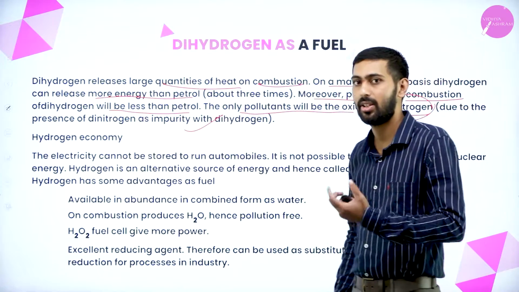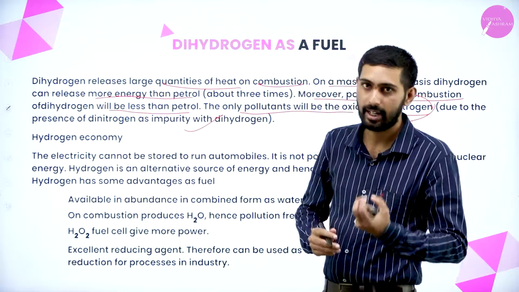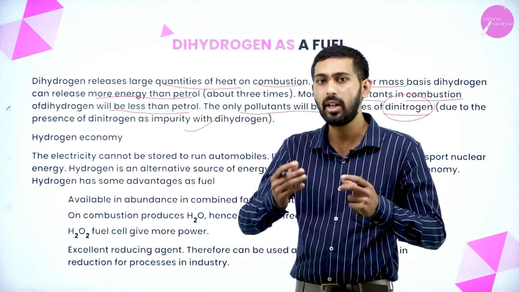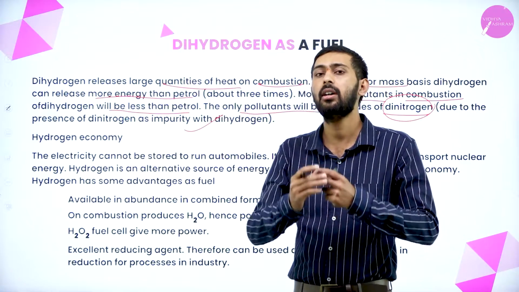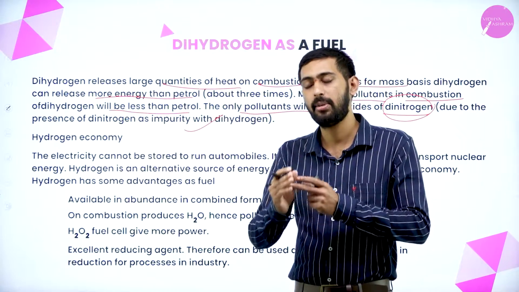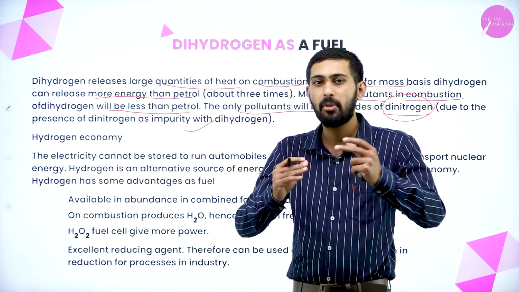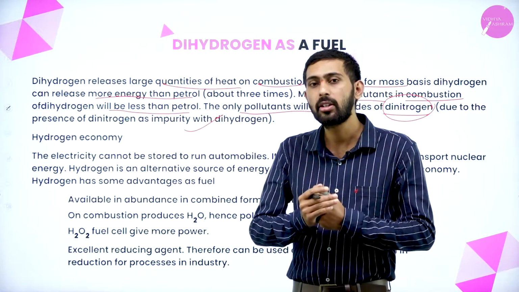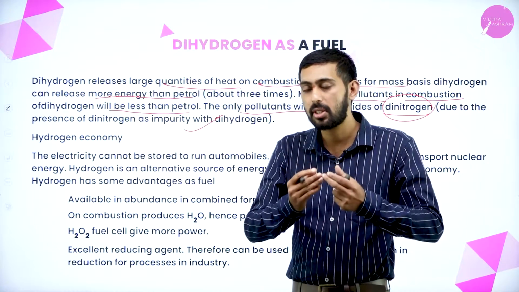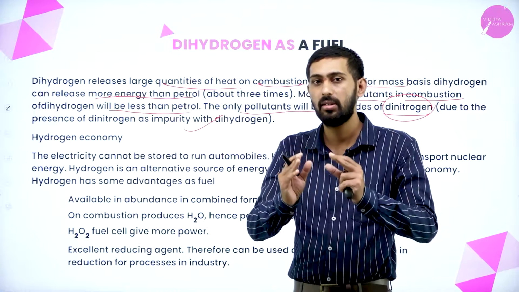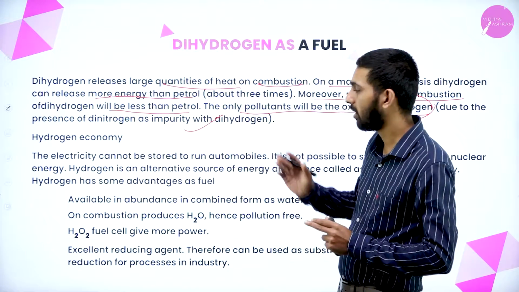That indicates that if you take dihydrogen for the combustion process, it releases the largest amount of heat. But when it produces heat, only a little amount of pollutants will be there, right? If nitrogen is present, then a little amount of pollutants will be released. Okay, that's all they have given.